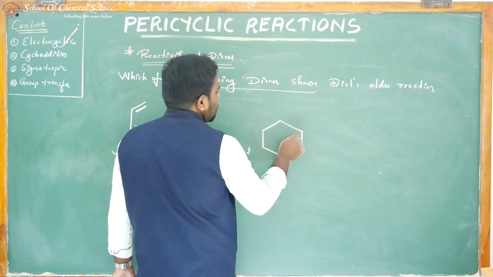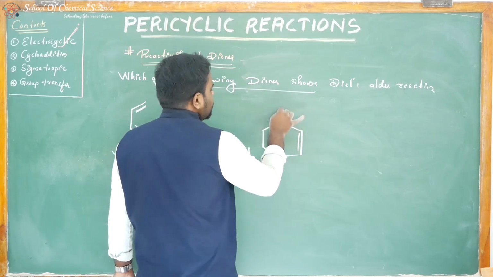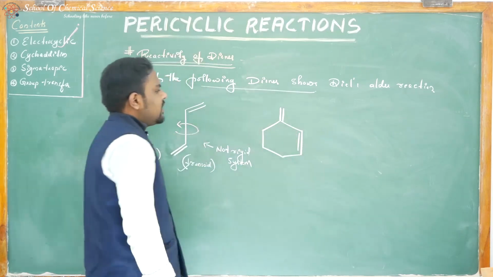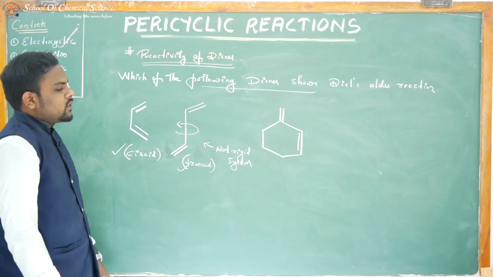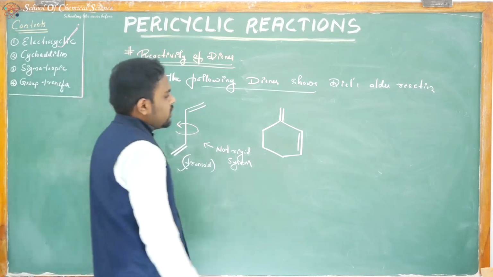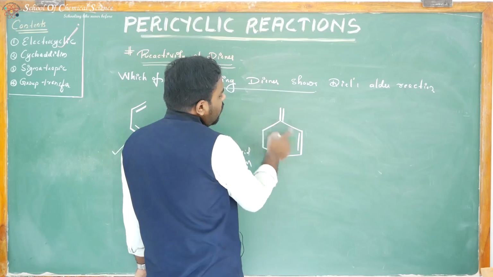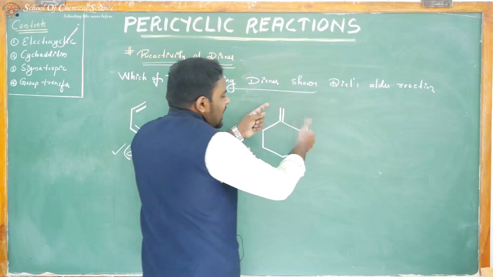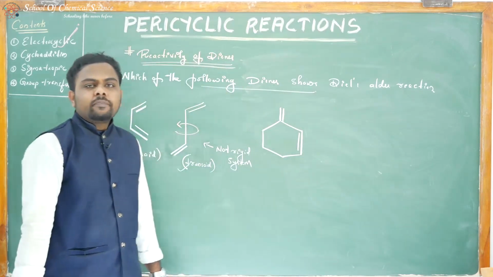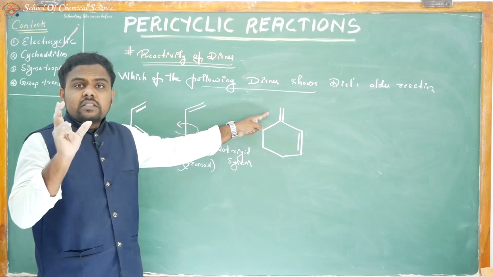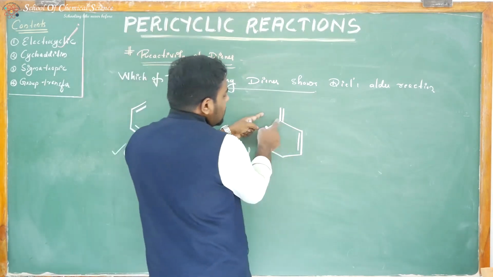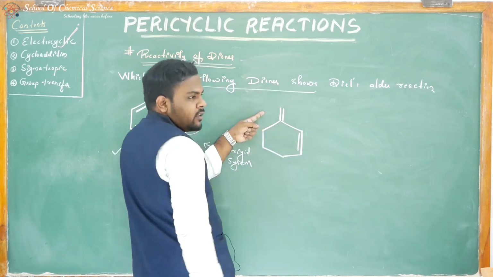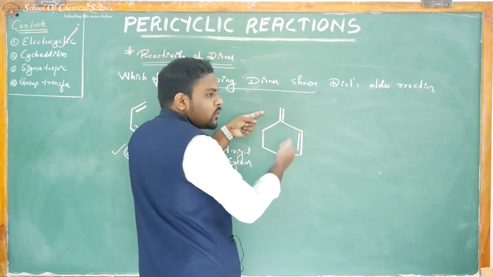Then my question: whether this compound shows Diels-Alder reaction or not? Here the two double bonds are on opposite sides, and also rotation is not possible. Why? This is a rigid system. A ring is always rigid. Rotation around this carbon-carbon single bond is not possible because this bond is a part of this ring.